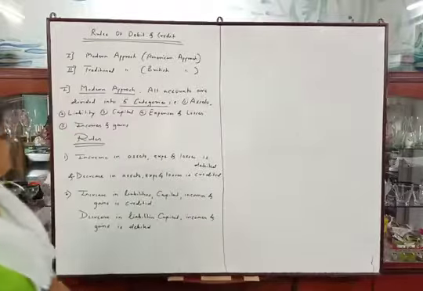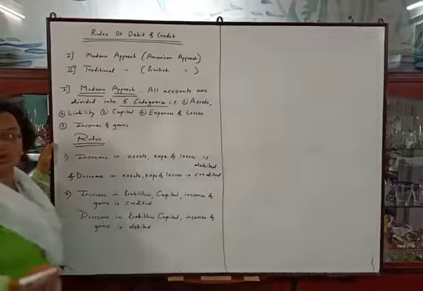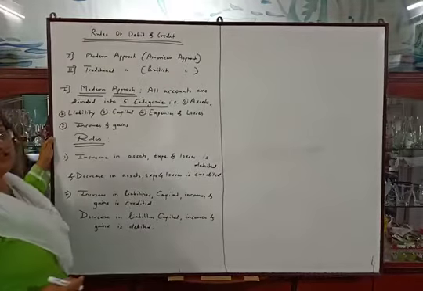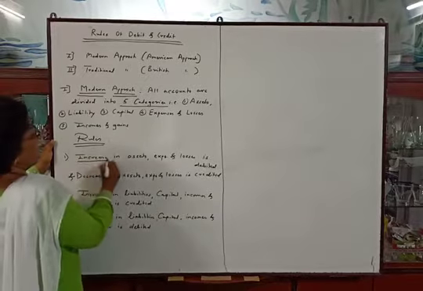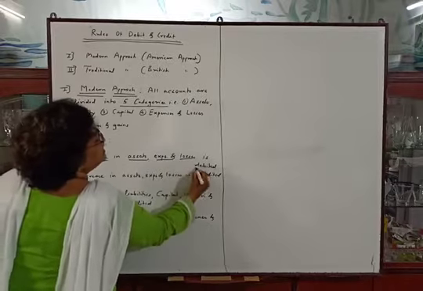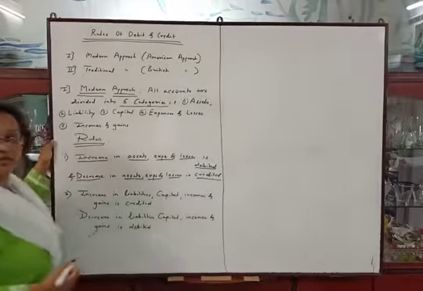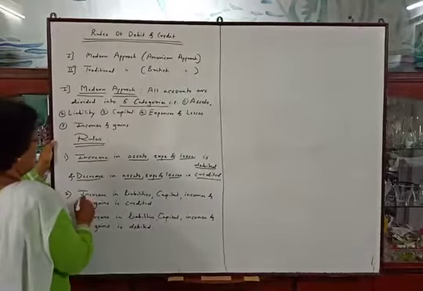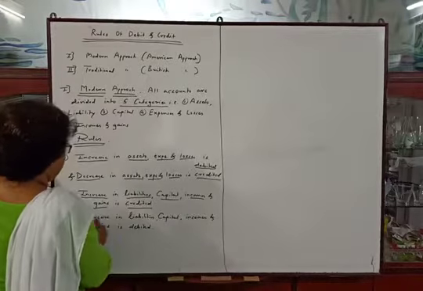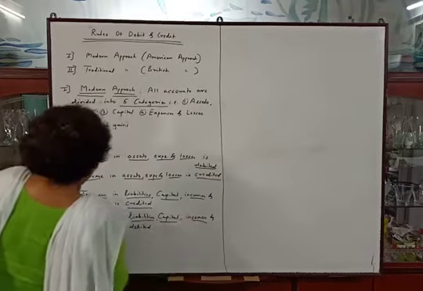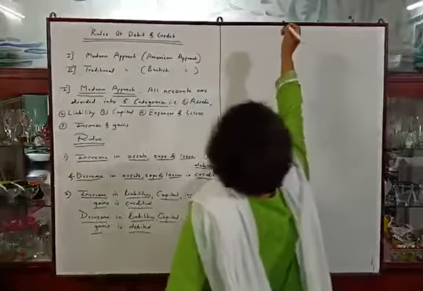Let's revise. These two rules are given according to the modern approach, also called the American approach. First rule: increase in assets, expenses and losses is to be debited. Decrease in assets, expenses and losses is to be credited. Then the second rule: increase in liabilities, capital, incomes and gains is to be credited, and decrease in liabilities, capital, incomes and gains is to be debited. Okay. We can write this in this way.